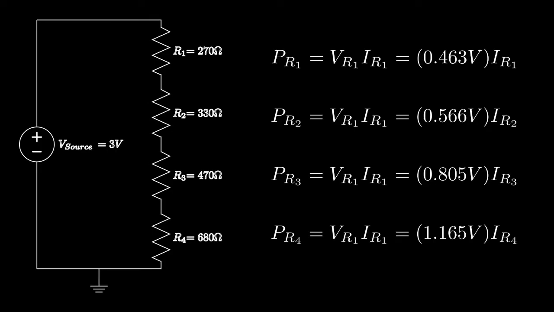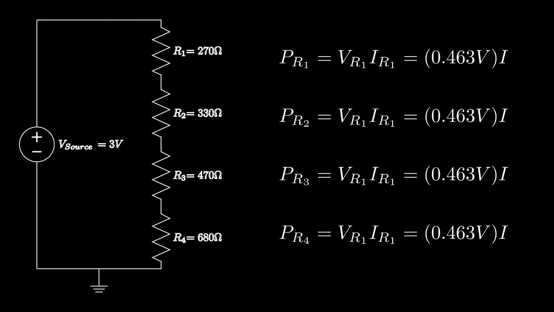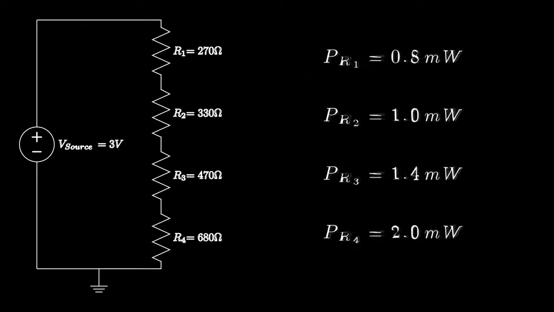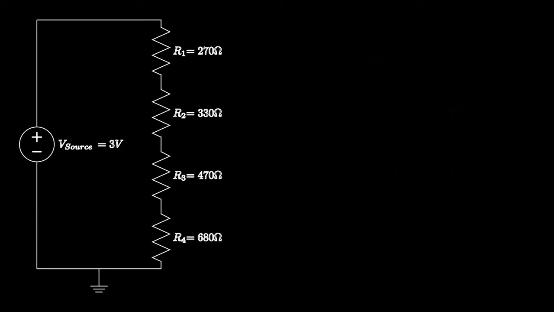Now, if we multiply it by current, we could get power. Again, same current for each of them. And we already know the current. It's 1.71 milliamps. So, multiplying these together, we get the power draw for each one. And notice, more resistance equals more power drawn.